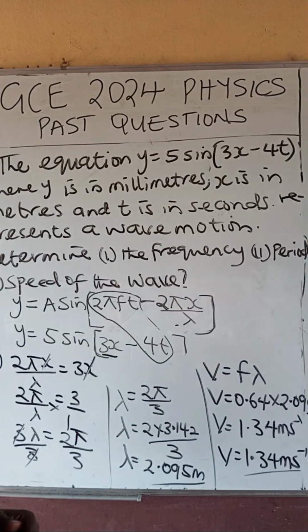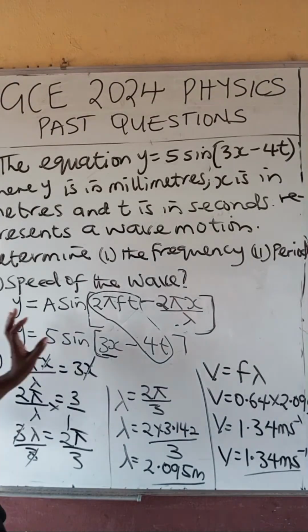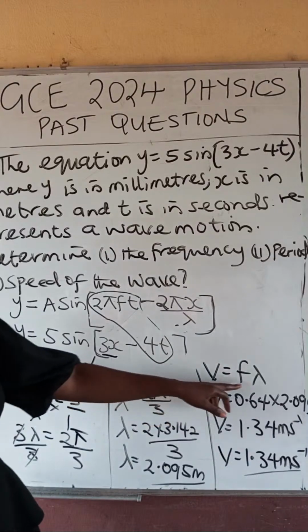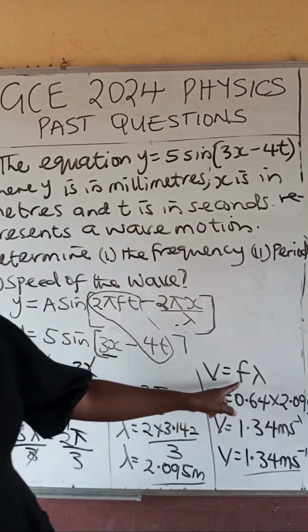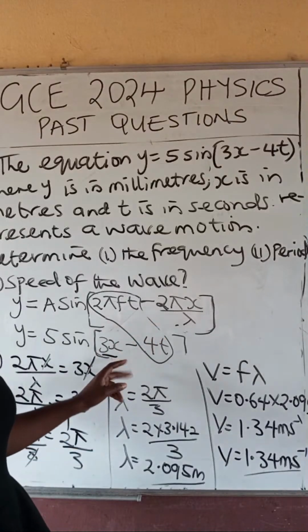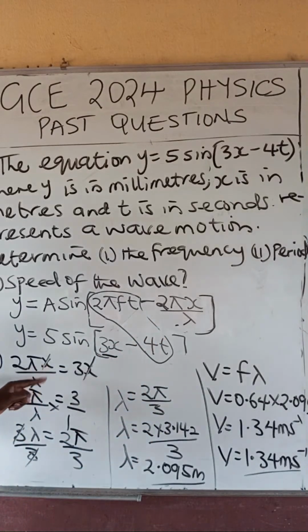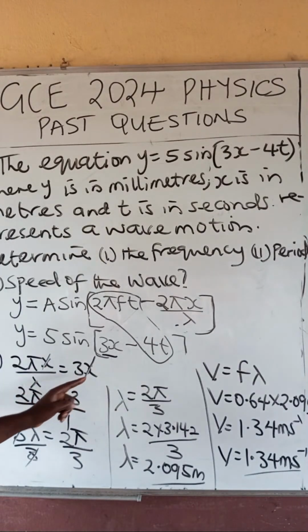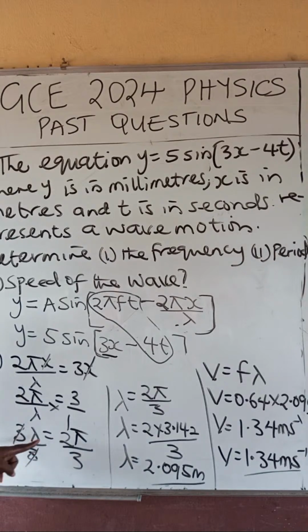Right. Is that clear? Now, let me do a recap. I was looking for the speed of the wave, and this is the formula for speed. Although I've gotten my frequency, I don't have the wavelength. So what I need to do is to compare this and this to get the wavelength. That is 2 pi x over lambda is equal to 3x, right? Then I cancel out. I have 2 pi over lambda is equal to 3 over 1, right? Then I cross multiply to make lambda the subject.